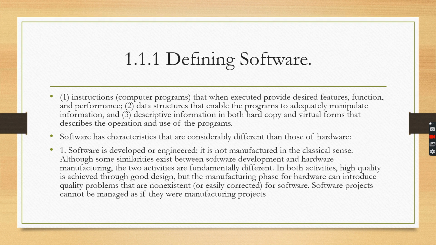Although some similarities exist between software development and hardware, the two activities are fundamentally different. In both activities, high quality is achieved through good design, but the manufacturing phase for hardware can introduce quality problems that are non-existent or easily corrected for software. This is the similarity that exists between these two, software and hardware.